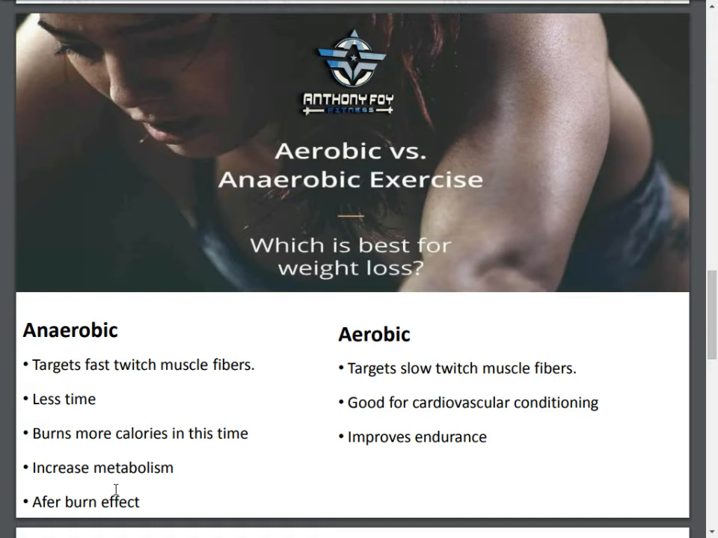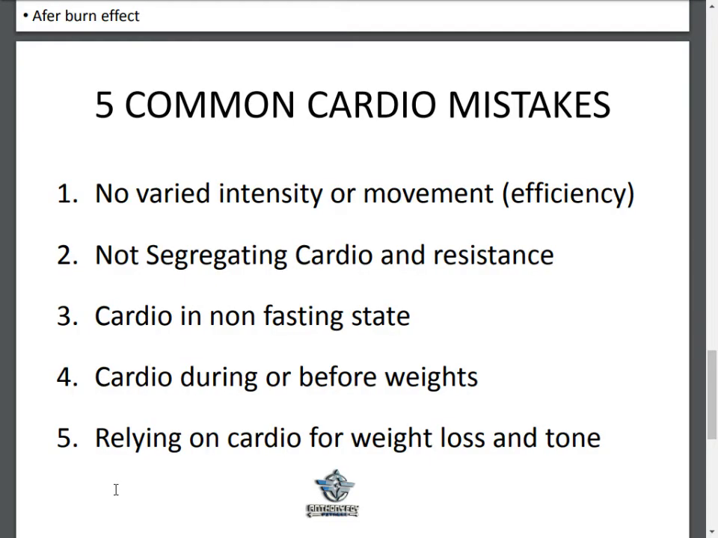So I'm not saying one is bad or the other is good. I'm saying if you're doing both, that's great, but it's to just know the difference and know which one you're doing, and not do more aerobic where you should really probably be focusing more of your energy on anaerobic. And that leads me on to this one.